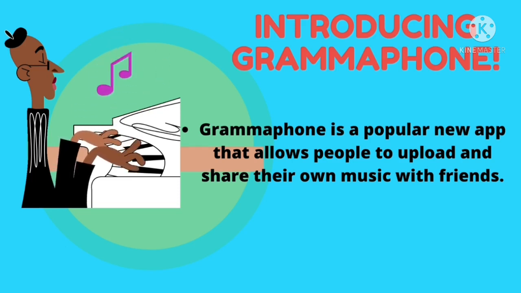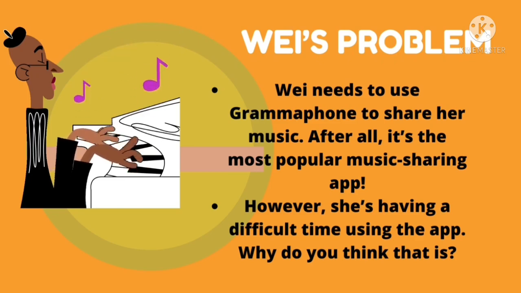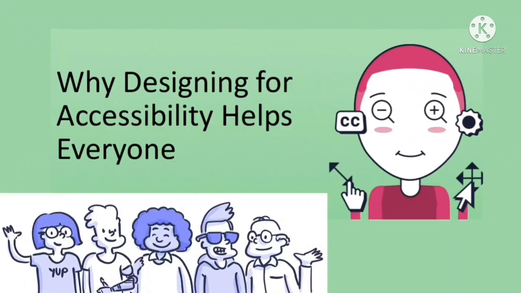But she has a problem. What is her problem? She needs to use Gramophone to share music. After all, it's the most popular music sharing app. However, she's having a difficult time using the app. Why do you think that is? It can be because the application was not created with people like her in mind. So as a designer, what do you do? You try to redesign this application to suit her needs.